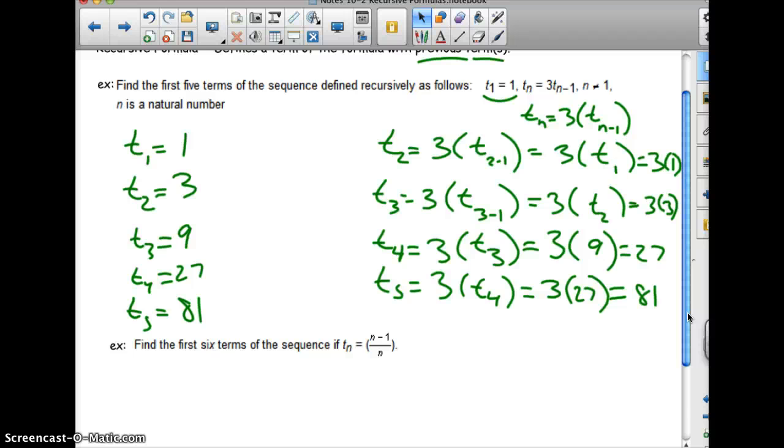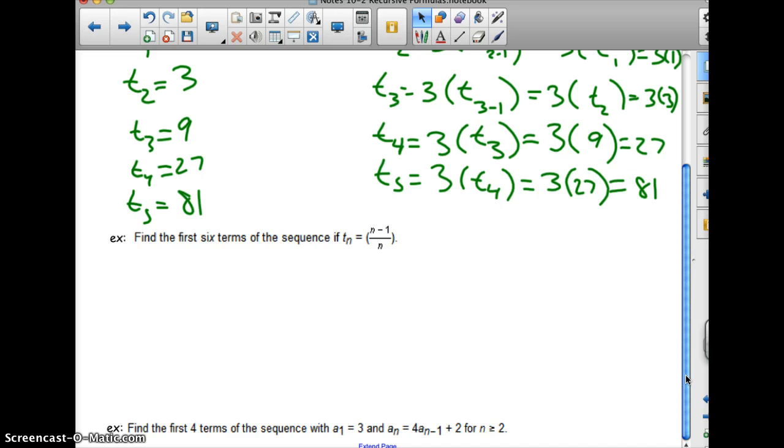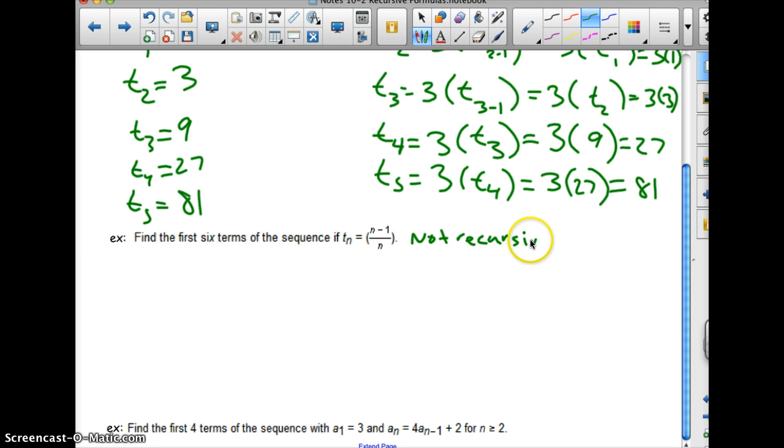Find the first 6 terms of the sequence if T sub n equals n minus 1 over n. Now I threw this one in here. This one is not recursive, okay? Because you'll notice in my formula, there's nowhere where I have T sub n minus 1 or any of that other stuff. So if I want to know the first term, I simply plug in 1 for all of those n's. Right? So that's going to be 0.